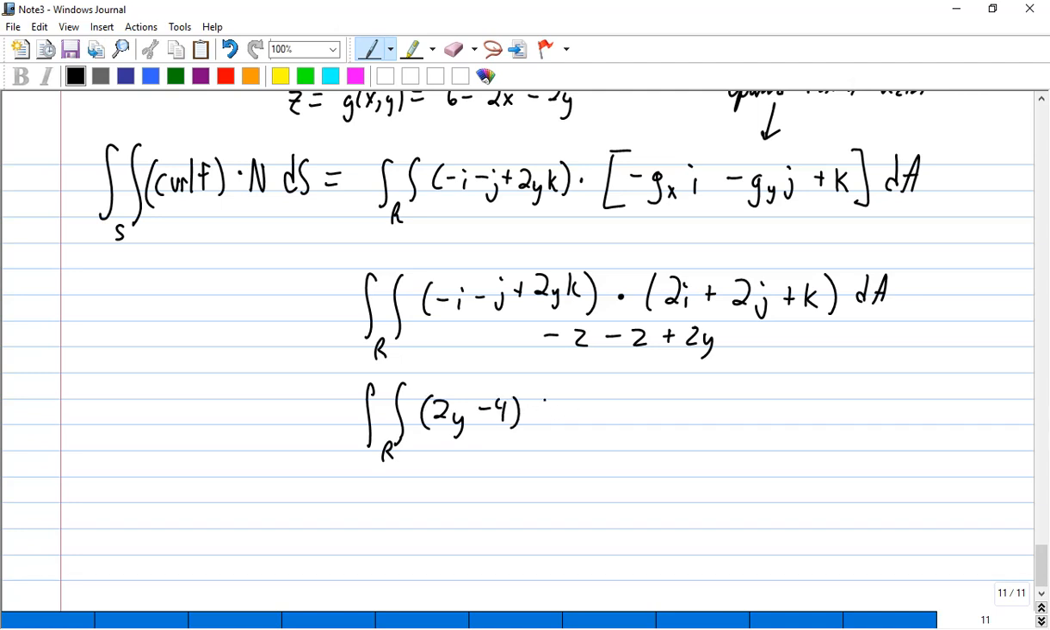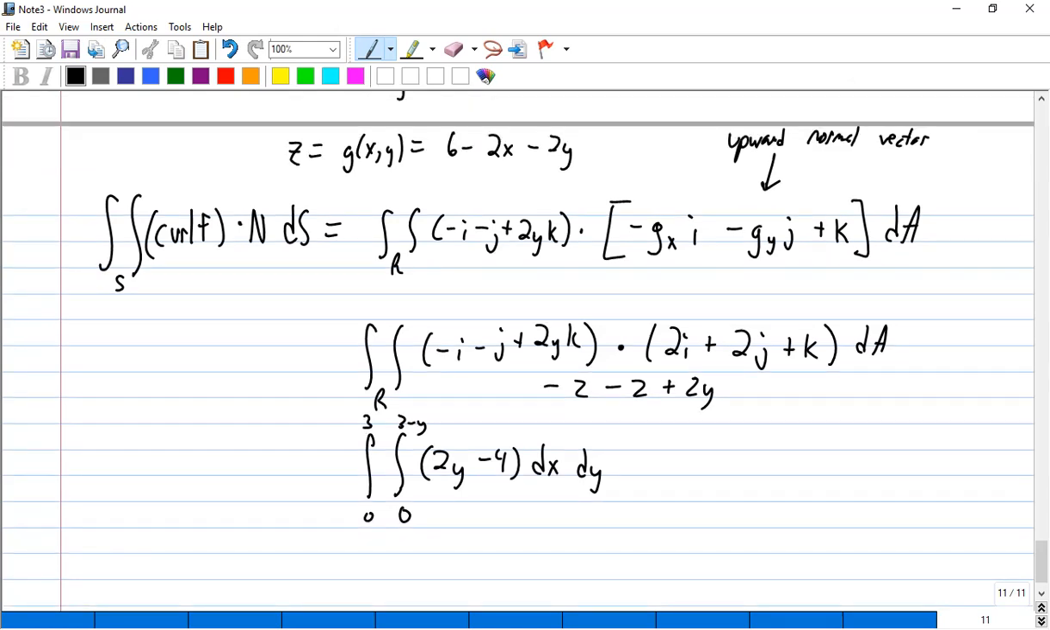And if it's dA, let's just set it up as dx dy. We use that same equation, remember, 6 minus 2x minus 2y, and set z equal to 0. The x's will be bound between 0 and 3 minus y. The y's will be bound between 0 and 3. I'm not going to go through all that, but you would get negative 9.